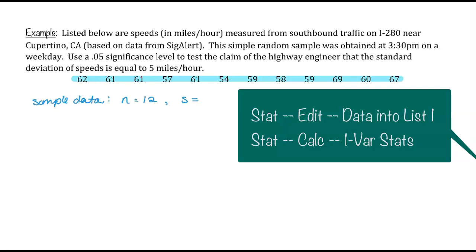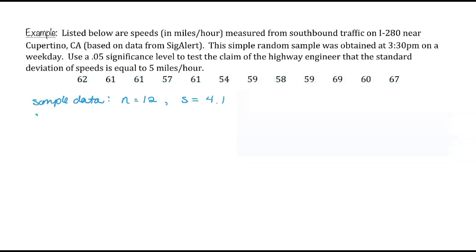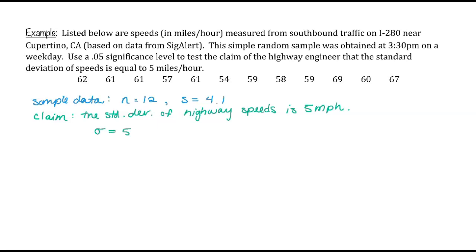Rounding to one more decimal place than what's given in these data values, we find that the sample standard deviation is 4.1. You should definitely pause this video here, put these values into your list, and make sure that you know how to find the sample standard deviation. Now let's take a look at the claim. The claim is that the standard deviation of speeds is equal to 5 miles per hour. Writing this symbolically, we would have that the population standard deviation is equal to 5.